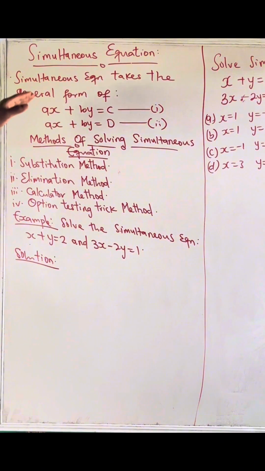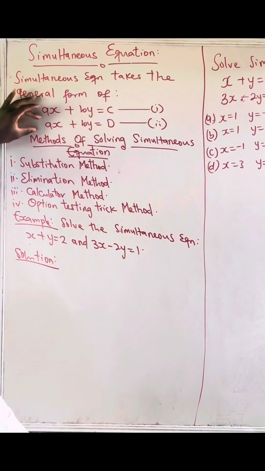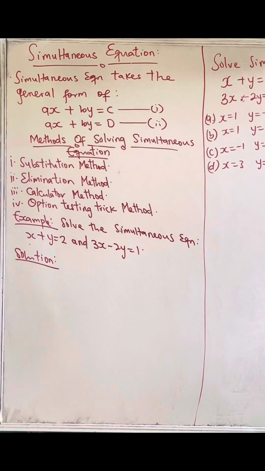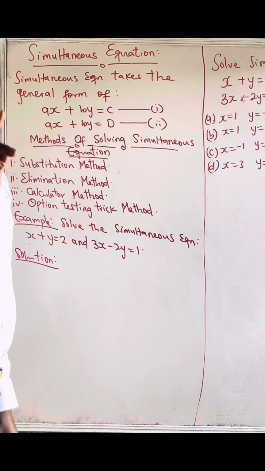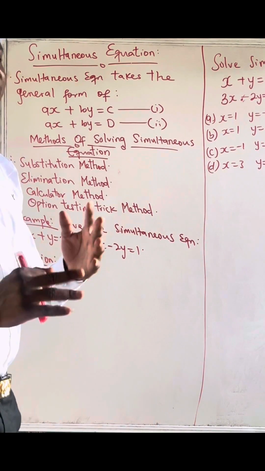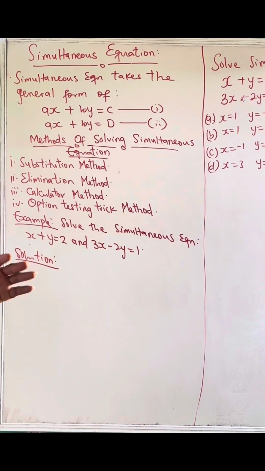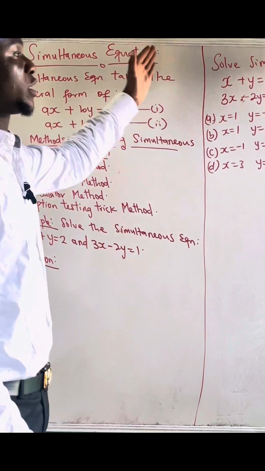Now the simultaneous equation takes this general form: ax plus by equals c, ax plus by equals d. This is the general form of a simultaneous equation. Simultaneous equations always come in what? In pairs. So we can also have three equations together. In our next video, we are going to look at how to solve those types of equations. But for this particular video, we are going to be talking about simultaneous equations in pairs.